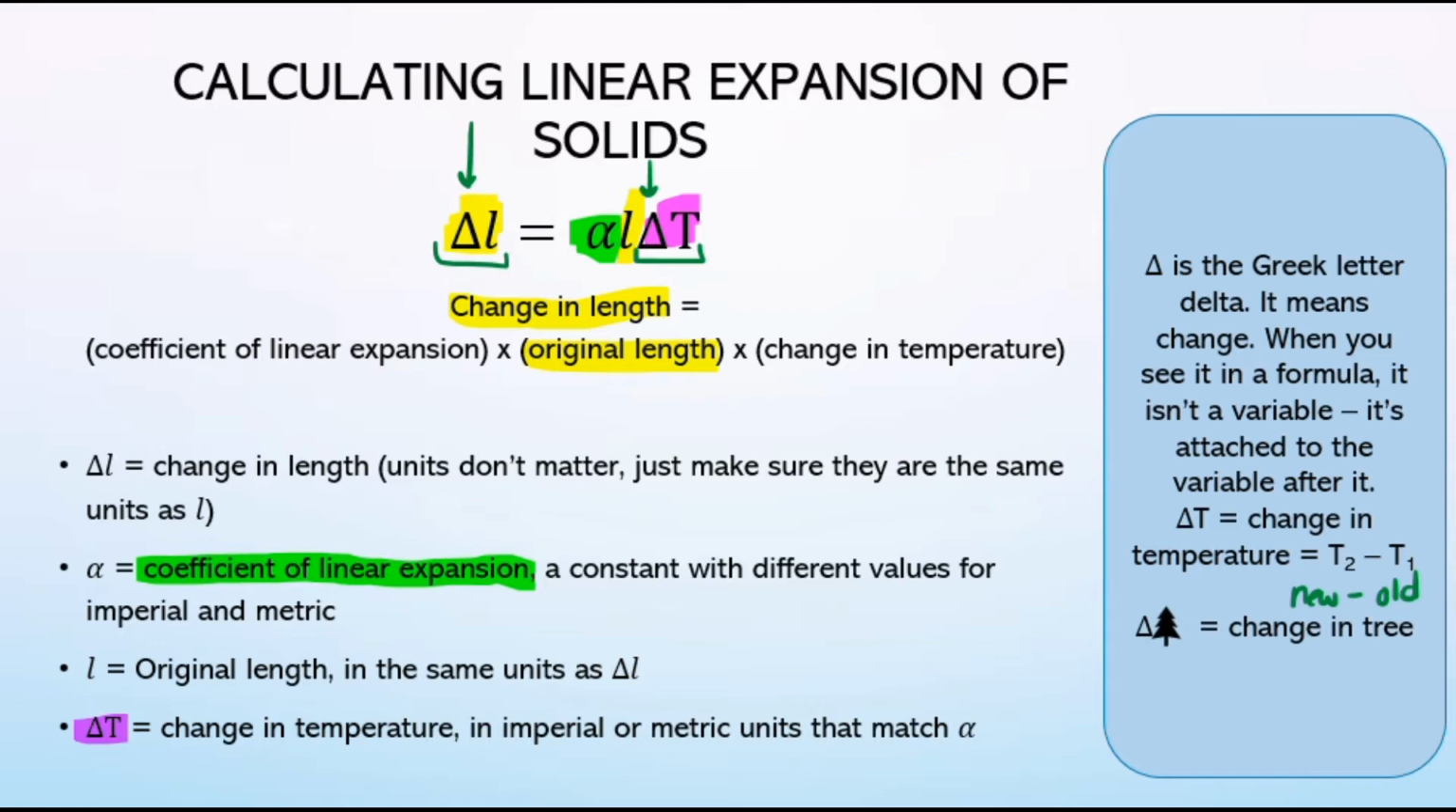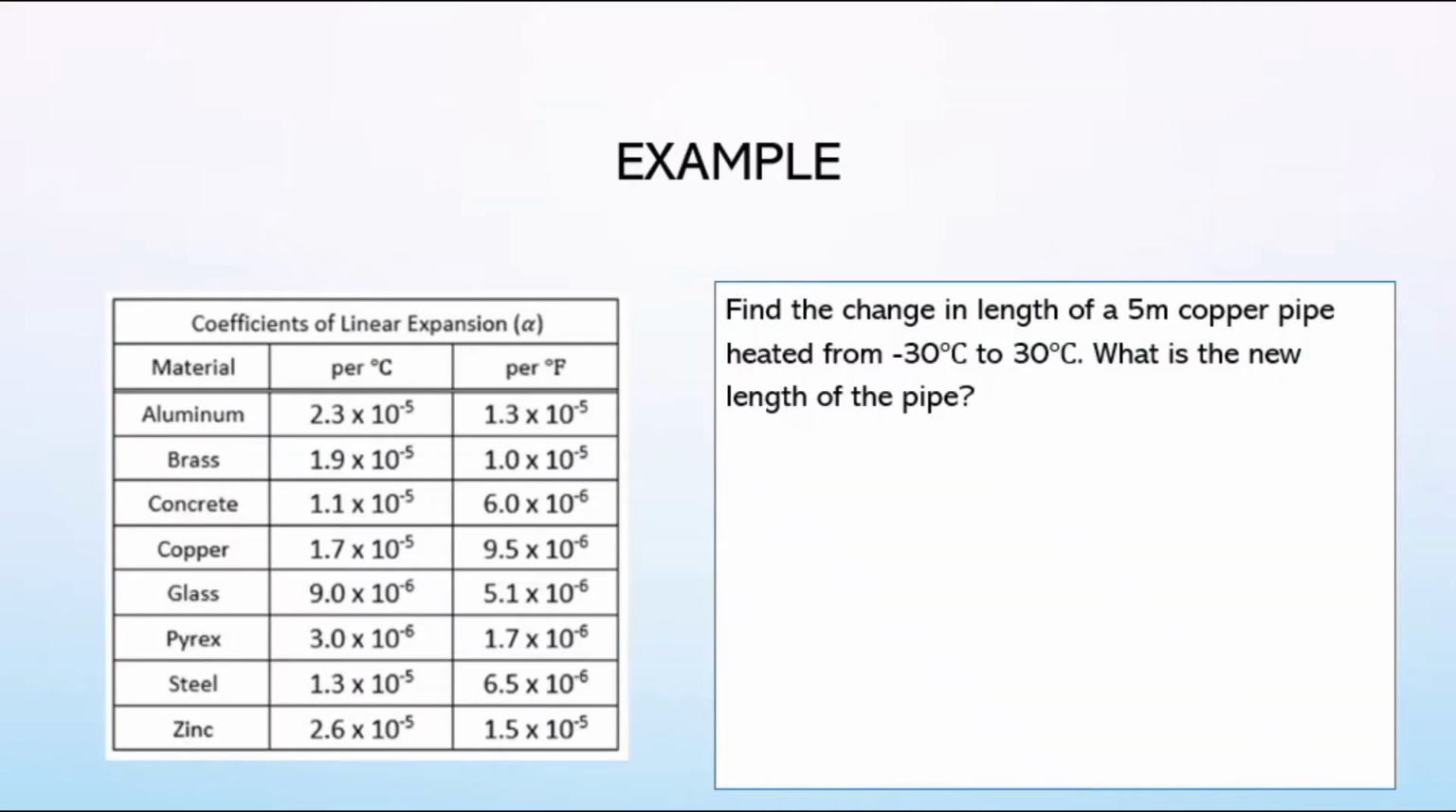And once again, just recognizing that if you start at 20 degrees Celsius, that is your temperature 1. And if you heat it to 50 degrees Celsius, your change in temperature will be T2 minus T1 equals 50 minus 20 equals 30 degrees. So now it's time to math it up.